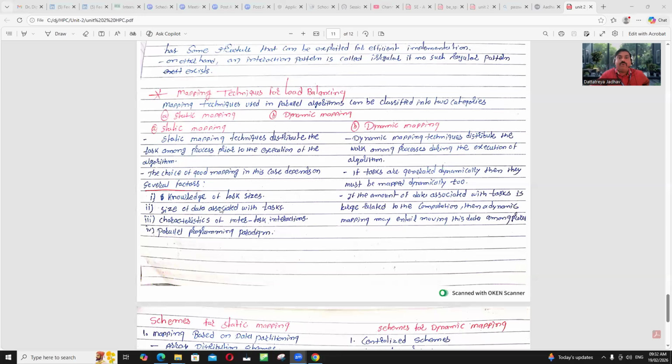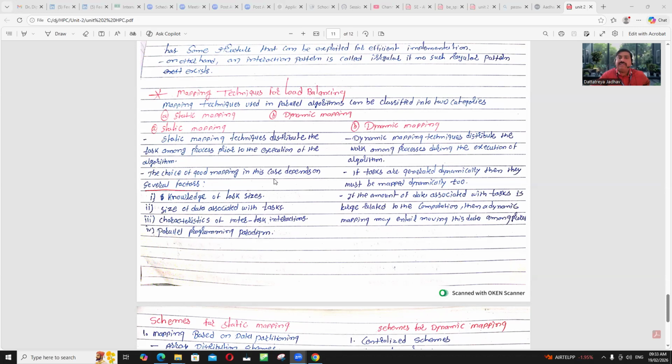The choice of a good mapping depends upon several factors. In static, there are a number of conditions to select the good mapping parameter. First is the knowledge of task size. Second is the size of data associated with the task. Then the characteristic of inter-task interaction. Then the parallel programming concept, right? Those parameters will be considered for the choice of a good mapping.